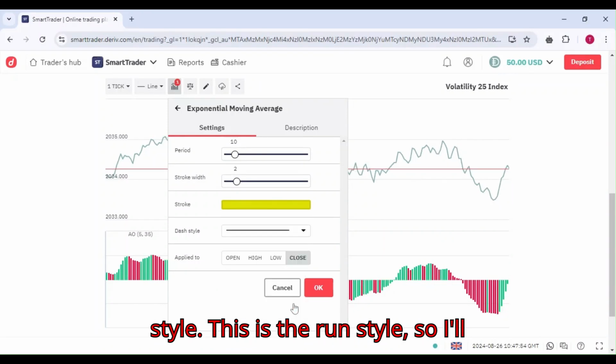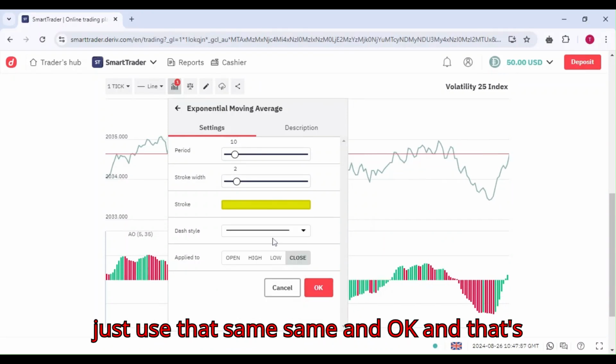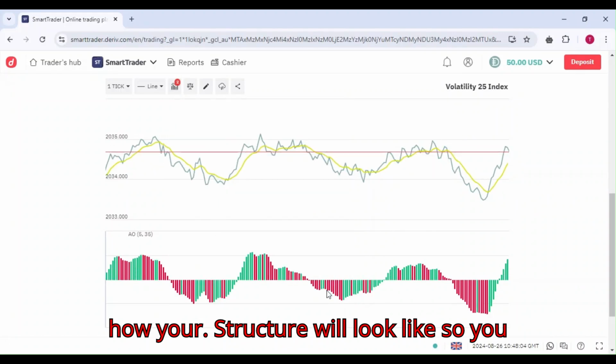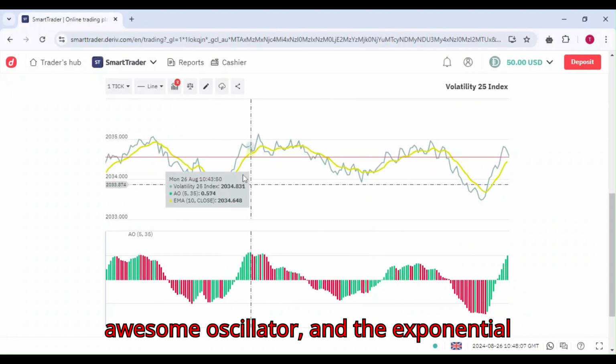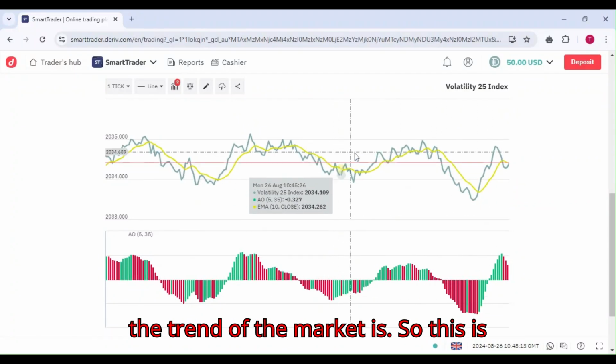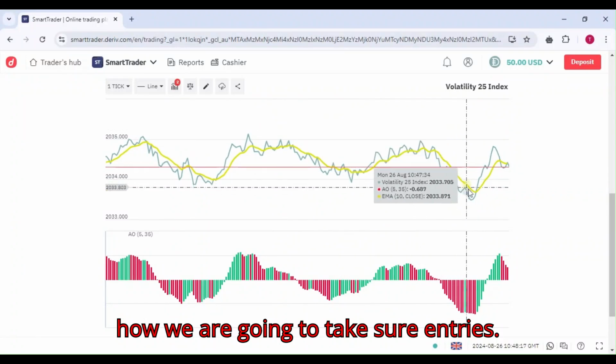I'll just use the same style, and click OK, and that's how your structure will look. This is the awesome oscillator and the exponential moving average, the line showing the trend of the market. So this is how we are going to take sure entries.